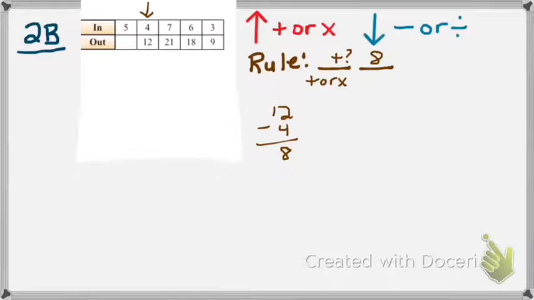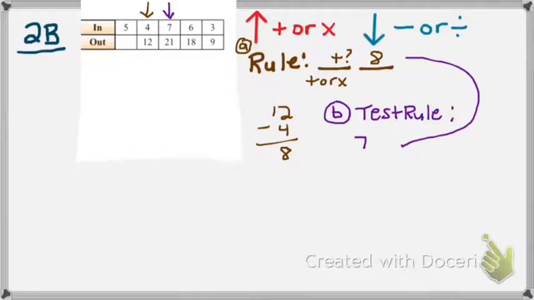Now, as always, I need to test my rule to see if it works. When I test my rule, I have to find any two different numbers. So I'll look on my table right here at the 7 and 21. I'll take my input number, which is the 7. I'll apply my rule, which is plus 8. And if my rule is correct, my answer should equal the 21. So let's see. 7 plus 8 equals 15. That does not equal the 21. So nope. This is not the correct rule.